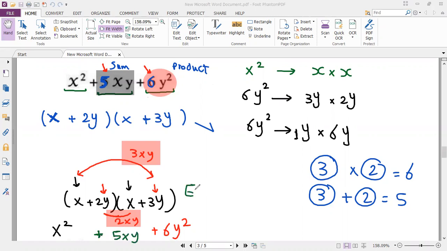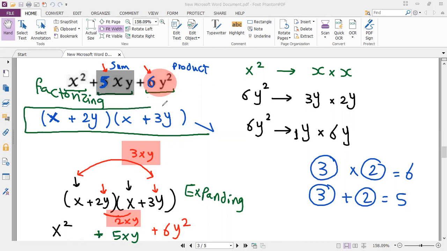This is called expanding. And this is called factorizing. The expanding is just if you want to check your solution. But you write the solution as x plus 2y multiplied by x plus 3y. This is the solution of the factorizing of this expression.